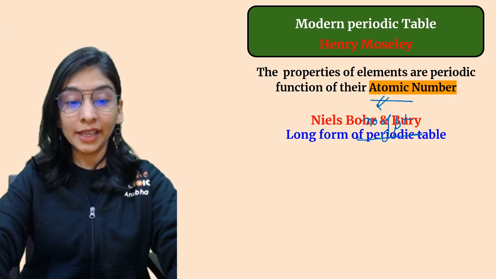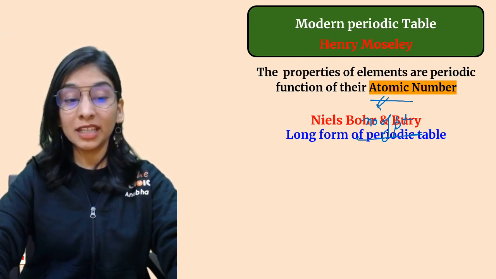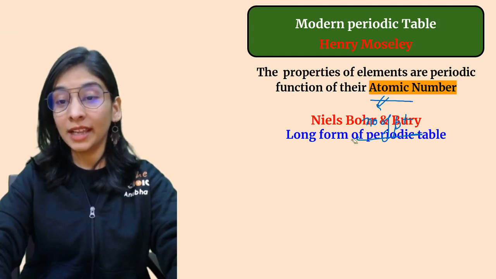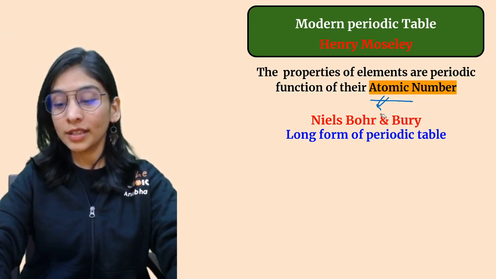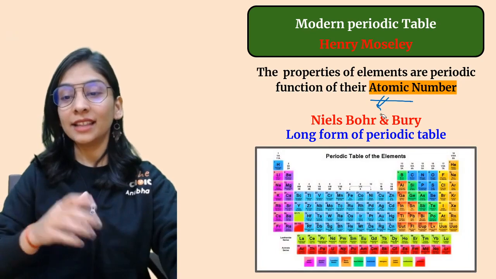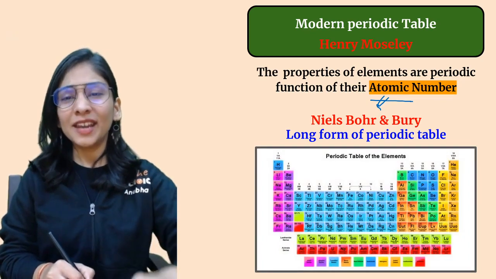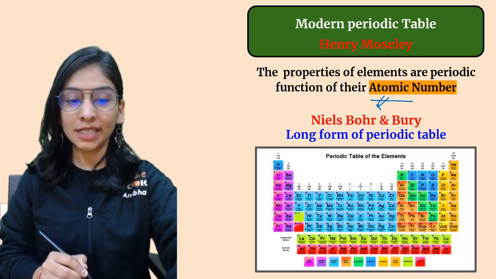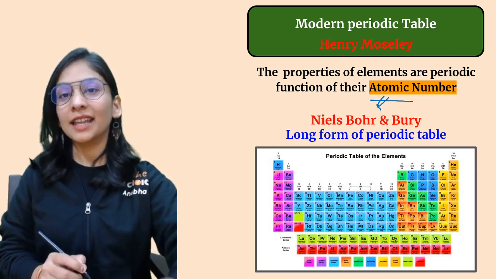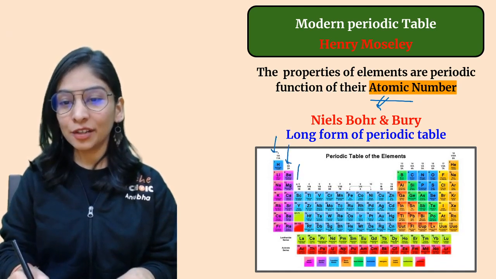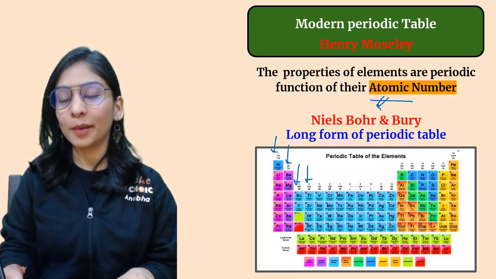Niels Bohr and Bury gave the long form of the periodic table. Niels Bohr is the one that prepared the long form of the periodic table basically. And let me show you what his table was, and we'll study that in detail. That's the table that we study now, the best one that we had. It still has very few drawbacks, but yeah, we can bear with that until it's totally resolved. You see, there are 18 groups in the same, 1, 2, 3, 4, and up to 18.